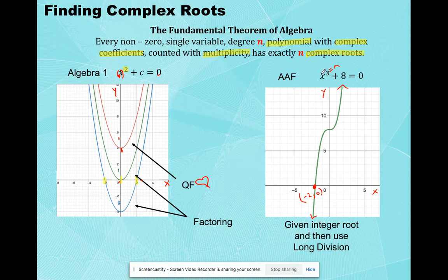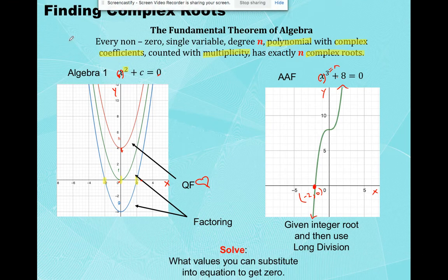Nevertheless, you would take the non-real zeros, including -2, plug them in for x, cube them, add 8, and you would get 0. That's what it meant to solve, right? Values you can substitute into the equation to get whatever's over here. And in this case, it was 0. That's what it means to solve.